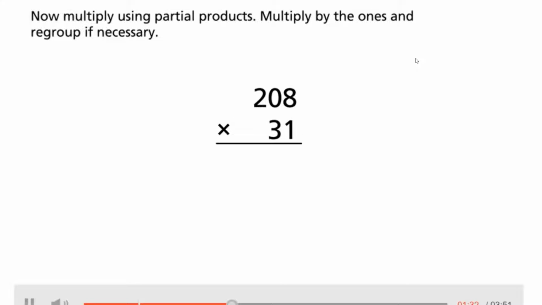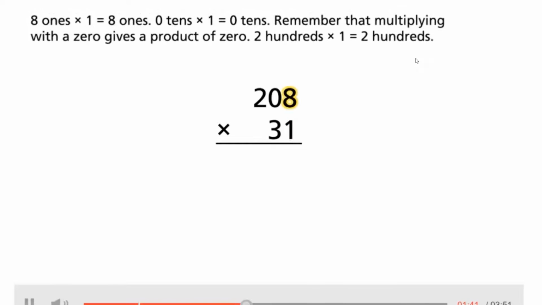Now multiply using partial products. Multiply by the ones and regroup if necessary. 8 ones times 1 equals 8 ones. 0 tens times 1 equals 0 tens. Remember that multiplying with a 0 gives a product of 0. 2 hundreds times 1 equals 2 hundreds.